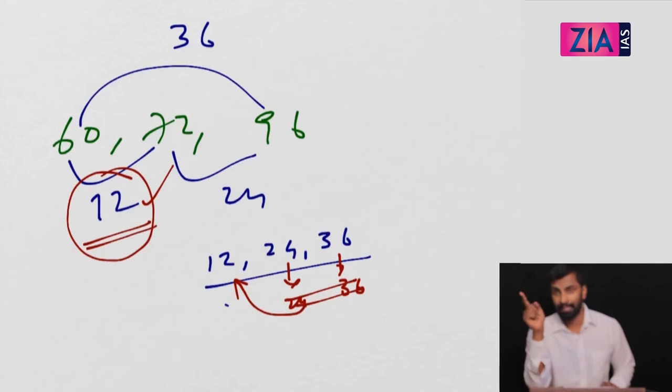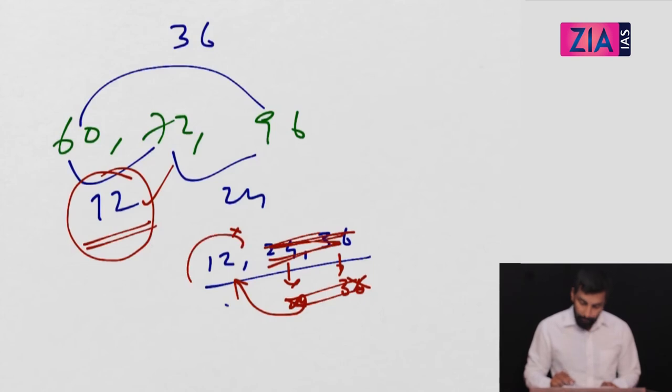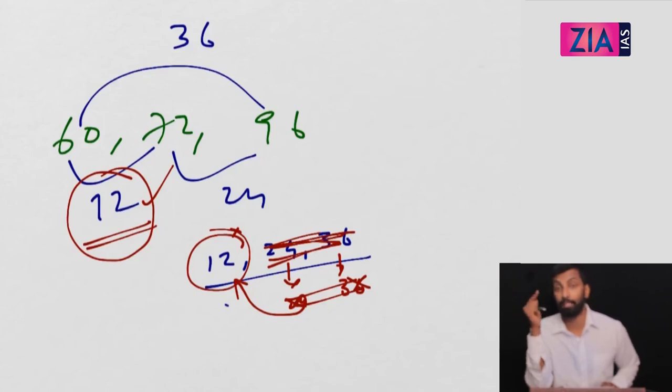So if 36 is my HCF, it is not there in 12. So 36 cannot be my HCF. 24 cannot be my HCF. So basically I don't want to check the factors of these big numbers. I just need to check the factors of 12 only. So my HCF will be there in the factors of 12 here. In general, my HCF will be there in the factors of the smallest difference. I am not telling you your HCF is the smallest difference itself. Your HCF will be there in the factors of the smallest difference.